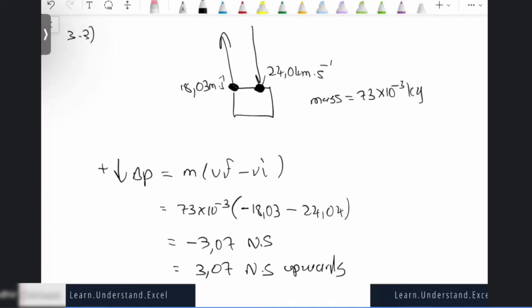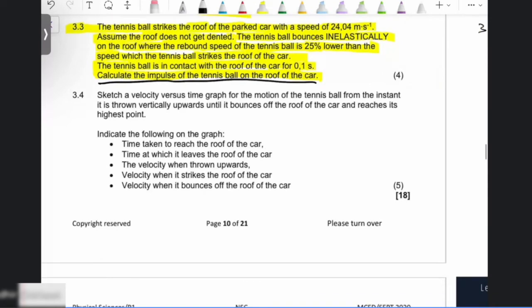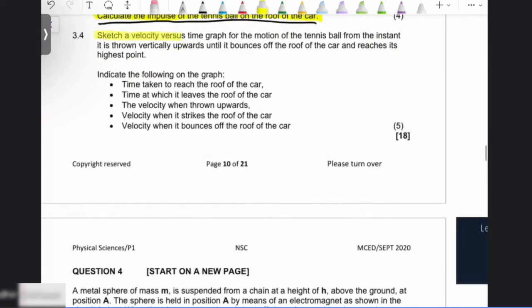Okay, guys, done there. 3.4. It says sketch a velocity versus time graph for the motion of the tennis ball from the instant it is thrown vertically upwards until it bounces off the roof of the car and reaches its highest point. So they want a scenario for this here. They basically want it from when it's thrown off the roof till it hits the car and then reaches its new maximum height there. That's basically what it wants for the velocity time graph, just so we understand. You should know that that's the car there, essentially.